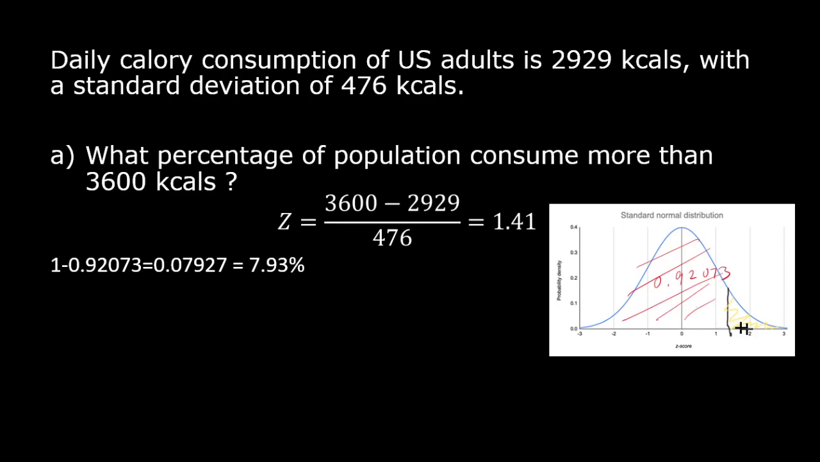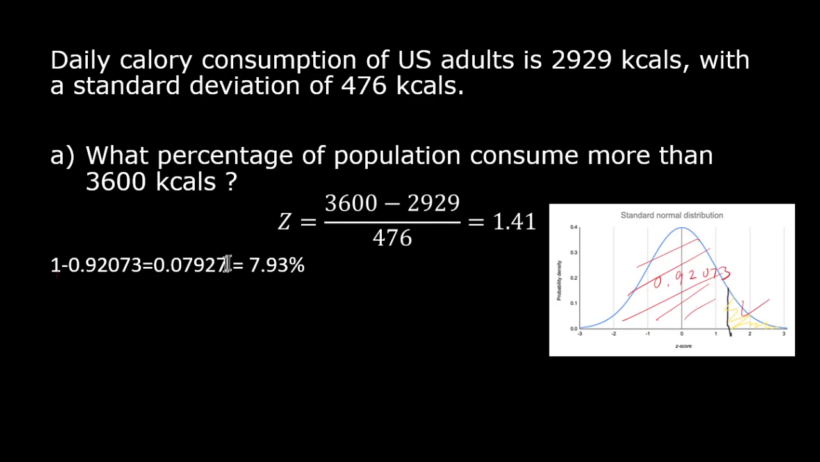And then if I want this part right here, then what should we do? Well, we know that the entire thing is 1, so you have to subtract from 1. So after doing 1 minus the value you got from the table, the answer will be 7.93%. Now, in addition to this, you should also know how to do the same thing with a calculator.